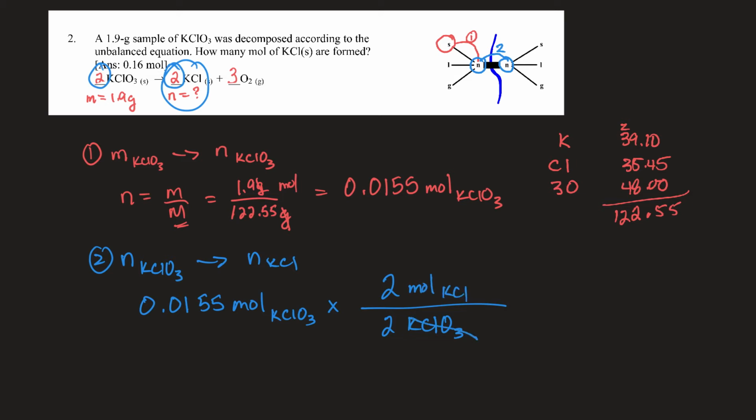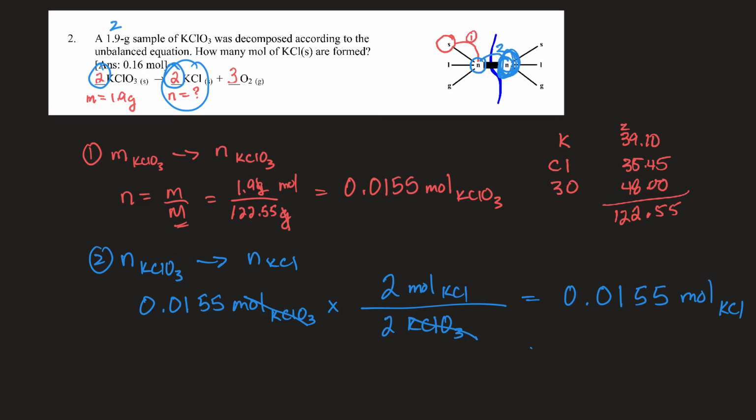So the moles of KClO3 cancel out. And so if I multiply by 2, divide by 2, I'm going to get the same number, 0.0155, etc., moles of KCl. And that gets me to this step right there, and that's where they tell me to stop. So let's round to sig figs. I got 2 sig figs here.